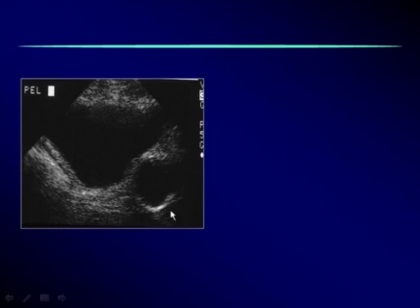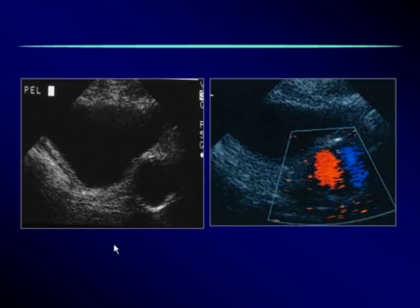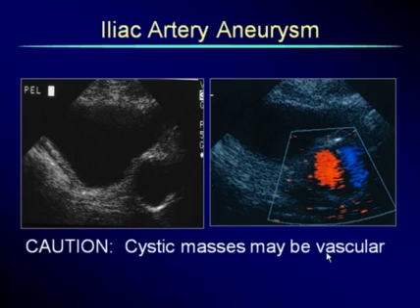It doesn't have a thin wall. It doesn't really have good sound transmission. Why does it have this thick, bright wall? It doesn't quite look like a cyst. So let's turn on the Doppler and see what's going on. And it is an iliac artery aneurysm. Certainly a gynecologist would not want to operate on an iliac artery aneurysm.